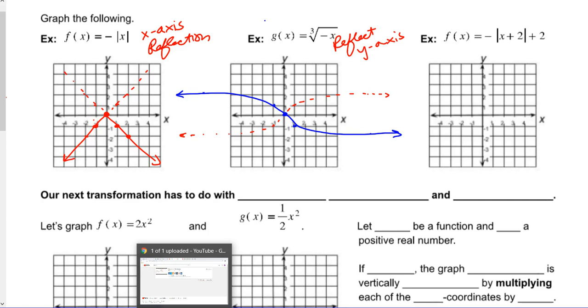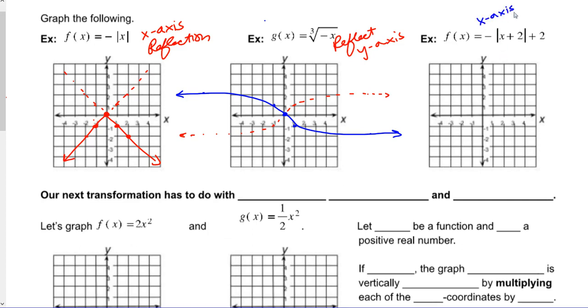So let's see what happens when we put it all together. We have a negative out front, which means we reflect over the x-axis. We have a plus 2 inside here grouped with our x, which is our horizontal shift. Do the opposite of that, which means we're going to go left 2. Almost like we have to add 2 to the right, but no, we have to do the opposite and go this way. And here we have a plus 2, so that means that's our vertical shift.